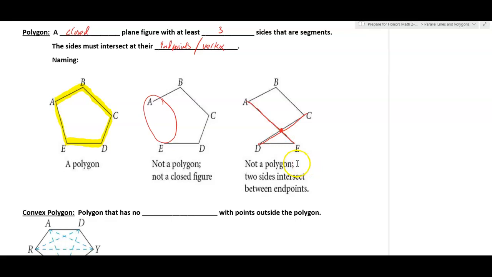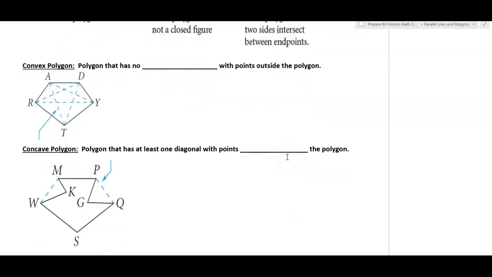Okay, so a convex polygon is a polygon that has no diagonals with points outside the polygon. So if we draw all of these diagonals, they are all inside. A concave polygon is when one of the sides caves in, right? And if you look, it is a polygon that has at least one diagonal with points outside the polygon. So if I look, that diagonal is outside, that diagonal is outside. Therefore, that's a concave polygon.